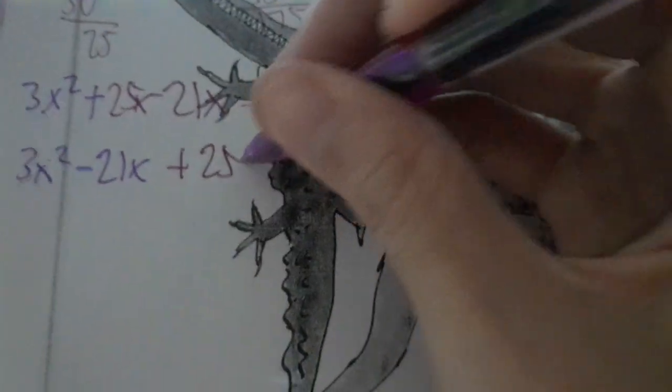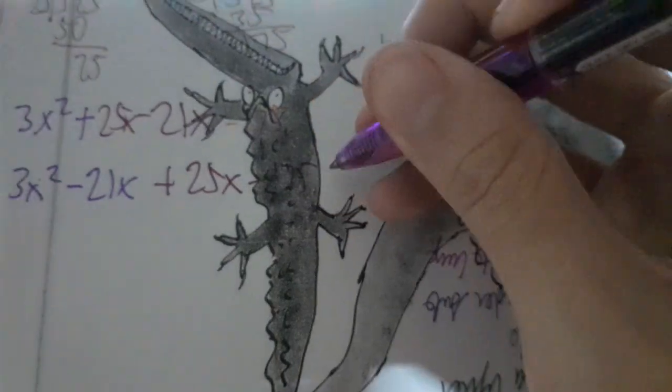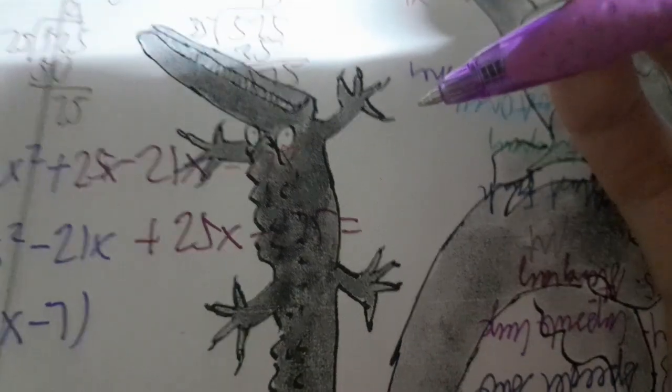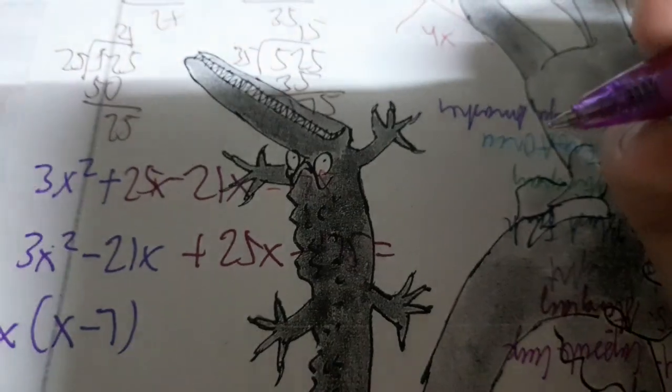So therefore, it becomes 3x squared minus 21x for the first group. And then we have 25x minus 175. Okay? Then we can factor out. So here we can factor out 3x. So that becomes x minus 7. Because 3x times x is 3x squared. 3x times negative 7 is negative 21x. On the right-hand side, we can factor out 25. So if we divide by 25, it should be like this.